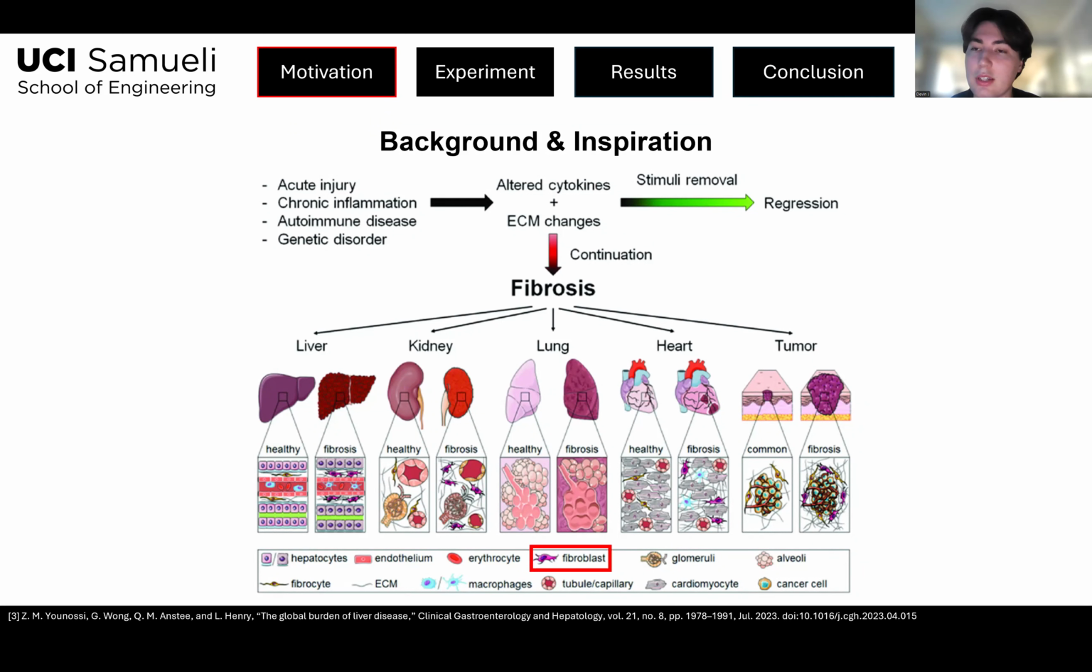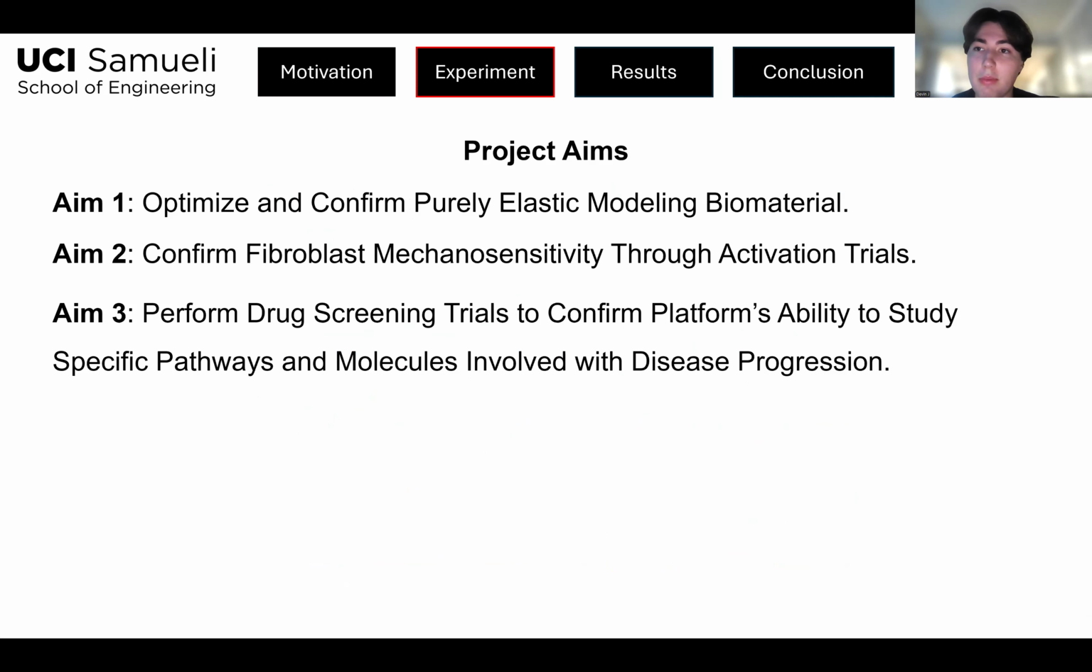So my project looks to better understand what's driving these cells to progress through disease and is there a way to prevent it. Now, the specific aims of my project are to first find a biomaterial that we can confirm is elastic as well as find ideal stiffnesses. We then want to run a mechanosensitive trial with these fibroblasts to confirm that they are in fact mechanosensitive. And then lastly, we want to confirm the effectiveness of this platform with a drug screening trial.